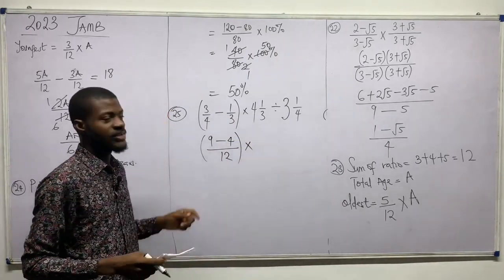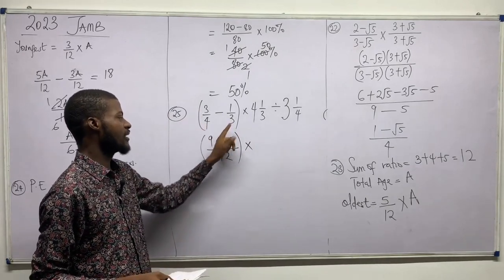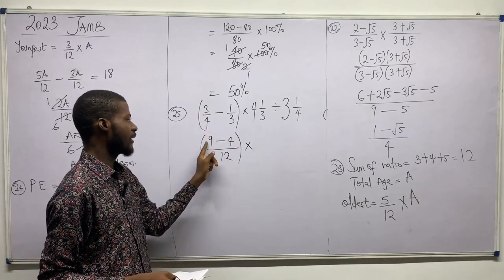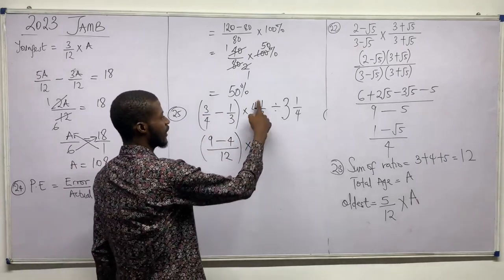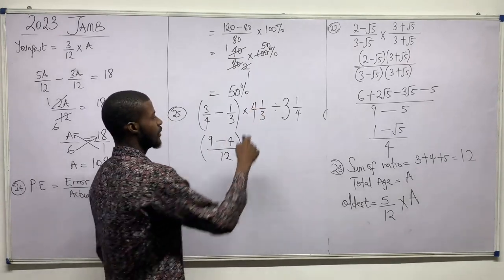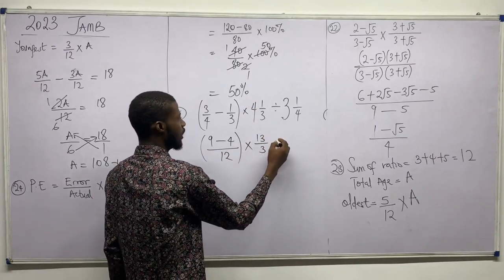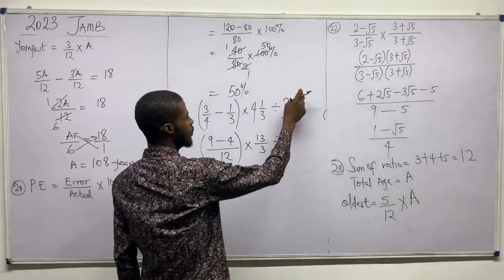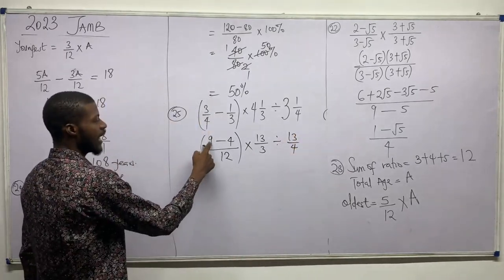If you don't get this, what I did is very simple. What is the LCM of 4 and 3? 12. 12 divided by 4 is 3. 3 times 3, 9. 12 divided by 3, 4. 4 times 1, 4. So it's still the same thing. Now, can I change the mixed numbers? Yes, I can. 3 times 4 is 12. 12 plus 1 is 13. So this becomes 13 over 3, divided by, 4 times 3 is 12, 12 plus 1 is 13, over 4. 9 take away 4 is what?